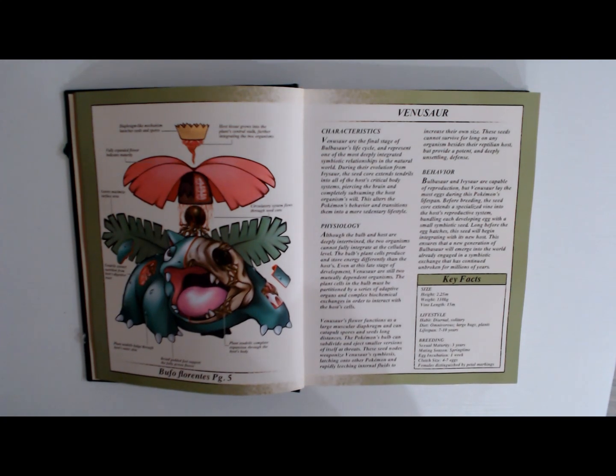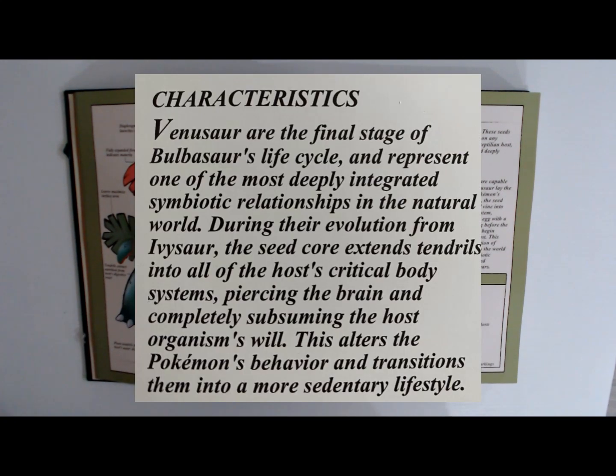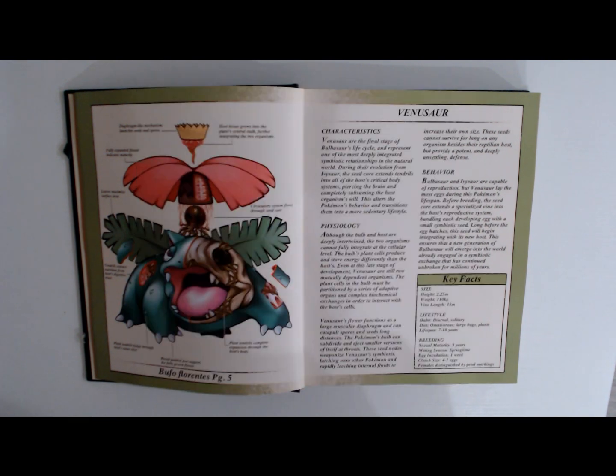We're starting off in section 1, characteristics. Venusaur are the final stage of the Bulbasaur's life cycle and represent one of the most deeply integrated symbiotic relationships in the natural world. During their evolution from Ivysaur, the seed's core extends tendrils into all of the host's critical body systems, piercing the brain and completely subsuming the host organism's will. This alters the Pokemon's behavior and transitions them into a more sedentary lifestyle.